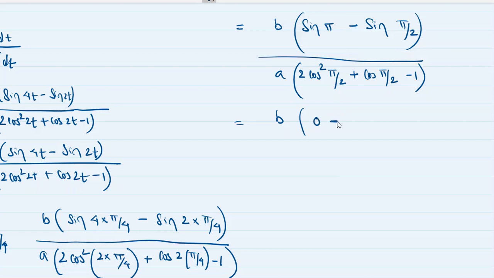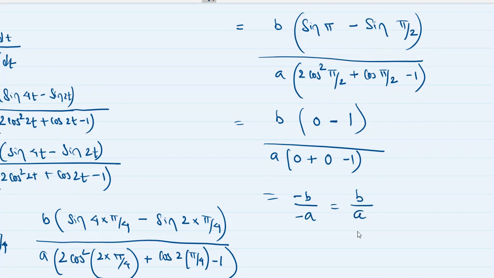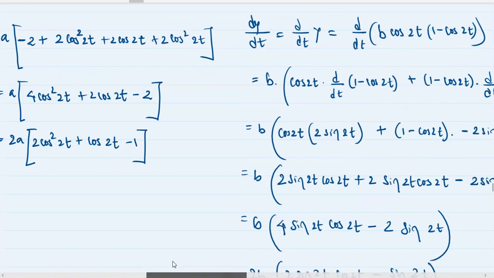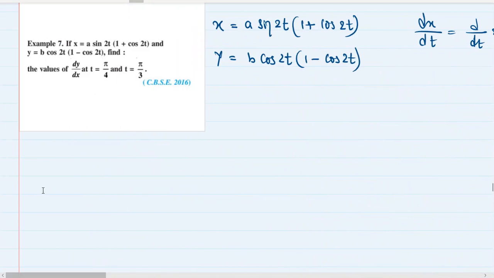Sin pi is 0, minus sin pi by 2 is minus 1, and cos square pi by 2 is 0. So we get 0 plus cos pi by 2 is 0, and this also is minus 1. So we get minus b by minus a, which is b by a. So the value of dy by dx at t is equal to pi by 4 is b by a. Similarly, you can find the value of dy by dx at t is equal to pi by 3. That is very easy.